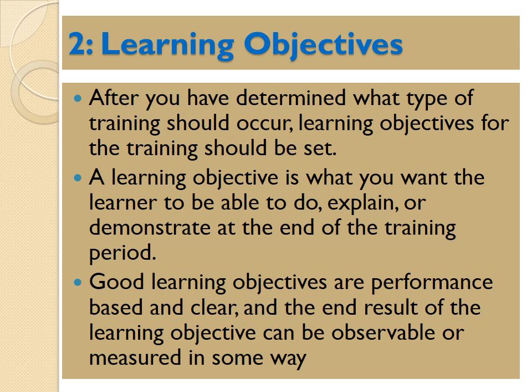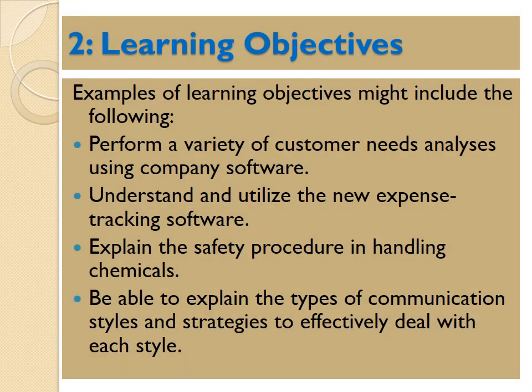The first point you can see in this slide: after you have determined what type of training should occur, learning objectives for the training should be set. The second point is, a learning objective is what you want the learner to be able to do, explain or demonstrate at the end of the training period. Then the third point here is, good learning objectives are performance based and clear, and the end result of the learning objectives can be observable or measured in some way.